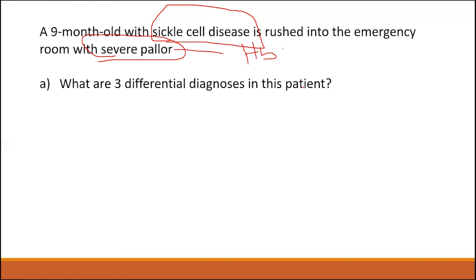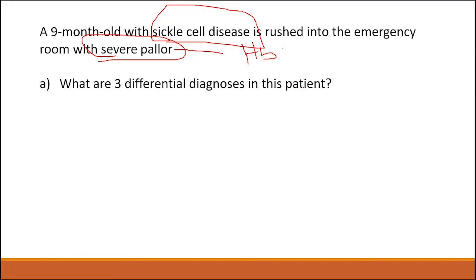All right. So let's continue with the question. What are the 3 differential diagnoses in this patient? When I ask you a question like this, it's easy. Just mention them and go your way. What they're asking is, what are the possible causes of the person developing severe pallor or severe anemia as a result of being a sickle cell patient? So you might want to mention some of the complications of sickle cell, which can be differentials. You can mention sequestration, or splenic sequestration.